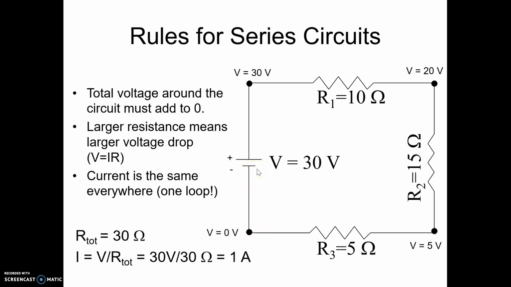You could calculate the power running through each circuit element now, just like we did last time, by taking the current times the voltage drop. That's it for series circuits. Now I'll give you some practice time.